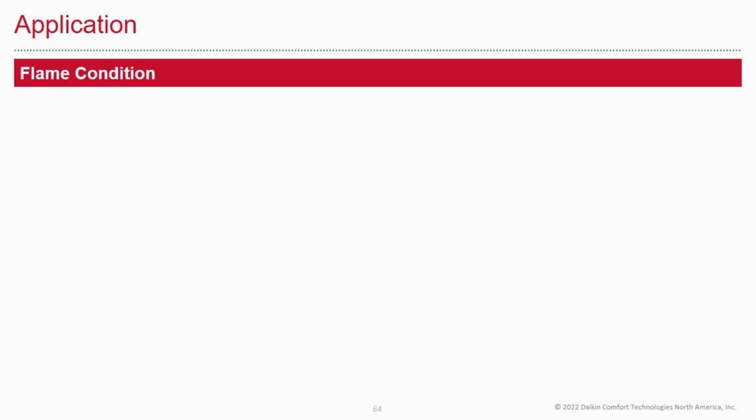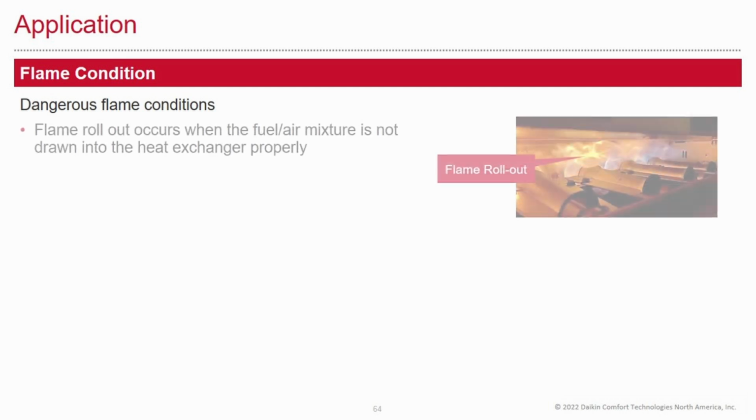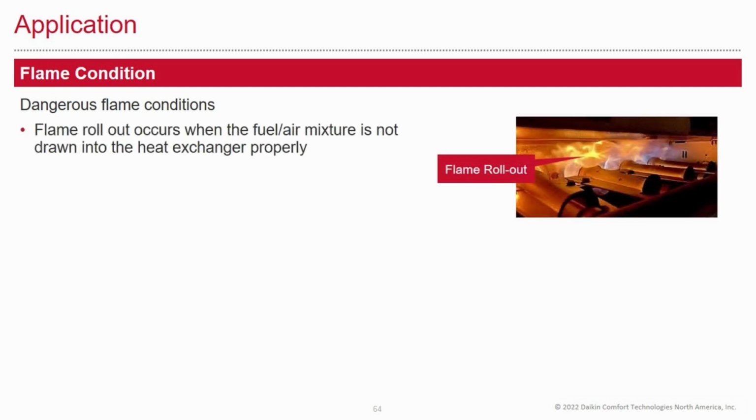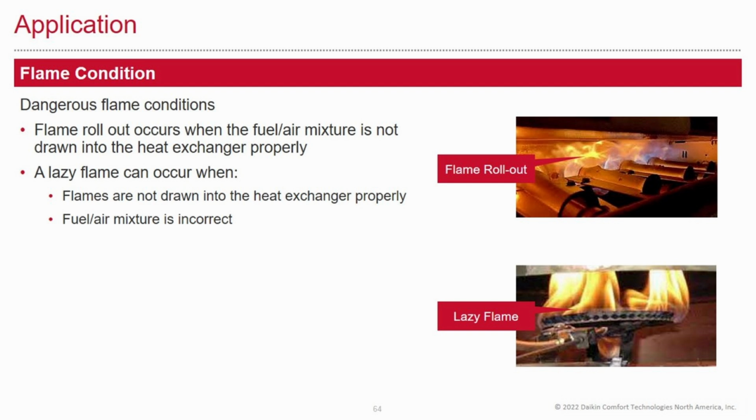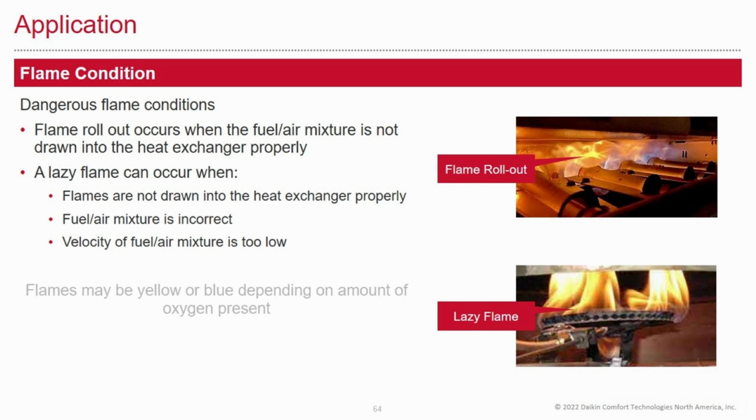Flame condition. Dangerous flame conditions. Flame rollout occurs when the fuel-air mixture is not drawn into the heat exchanger properly. A lazy flame can occur when flames are not drawn into the heat exchanger properly, the fuel-air mixture is incorrect, or the velocity of the fuel-air mixture is too low. Flames may be yellow or blue, depending on the amount of oxygen present.